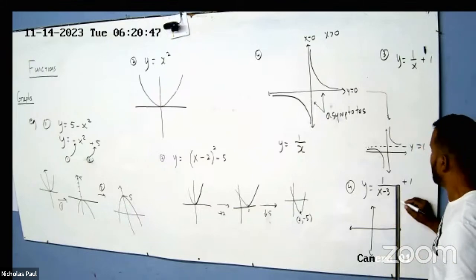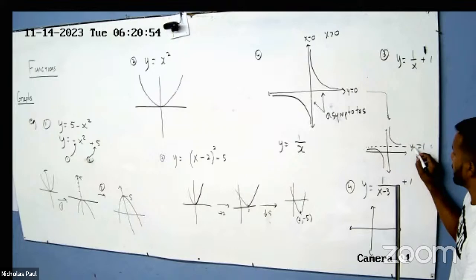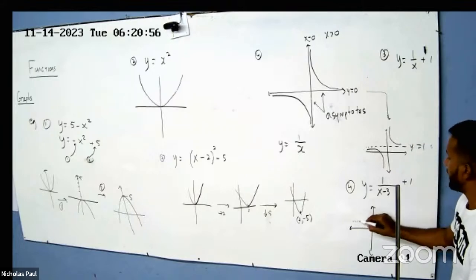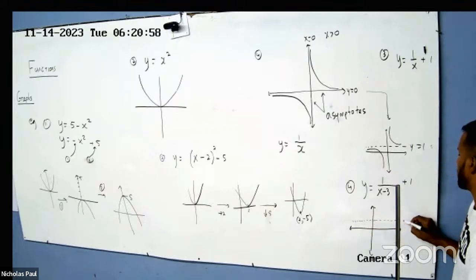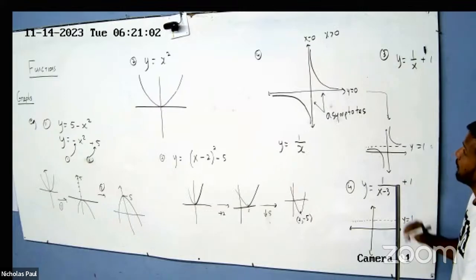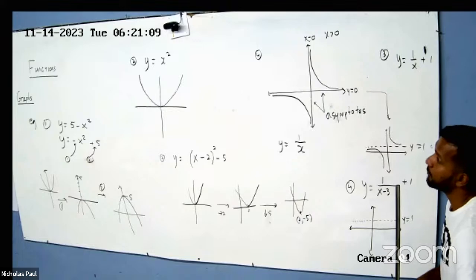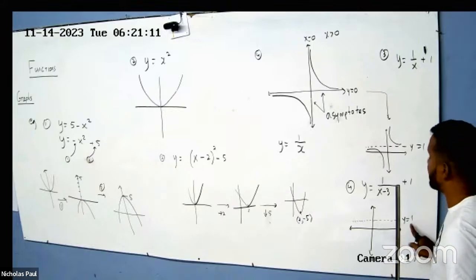Ready? Clear? Clear. What will be the new... Well, we know this one already, right? We know here y is equal to 1. Clear? What will be the new vertical asymptote? The horizontal asymptote is this, right?